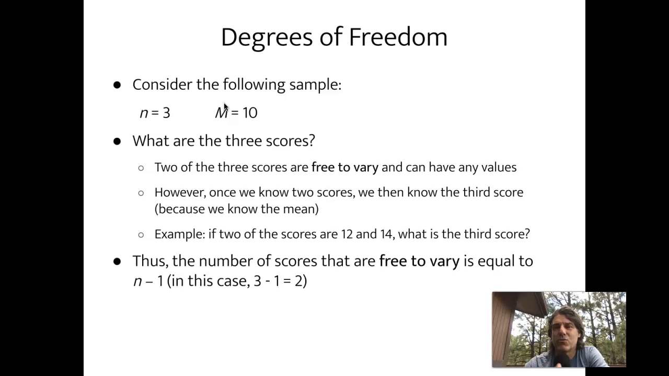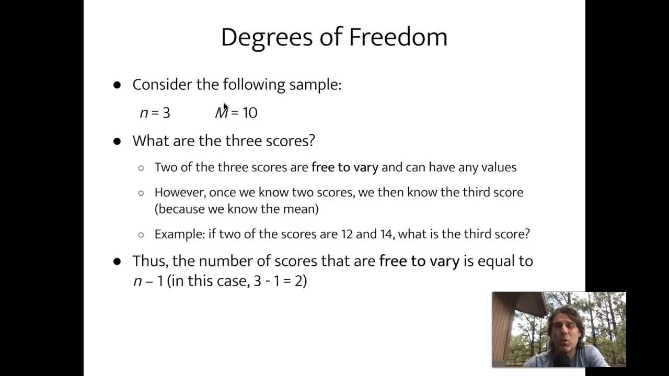Why? Because remember, the 3 scores have to add up to 30 in order to have a mean of 10. And so the first score was a 7, the second score was a 10. That adds up to 17. The only score which will get us to 30 is 13. Notice that score wasn't free to vary. Once we set the first score as 7 and the second score as 10, that third score has to be 13. It is not free to vary.